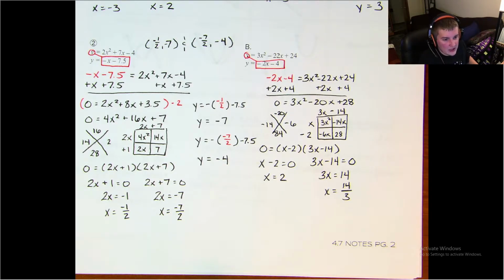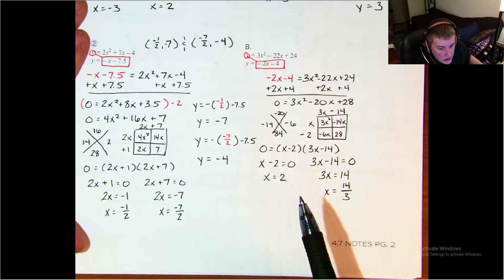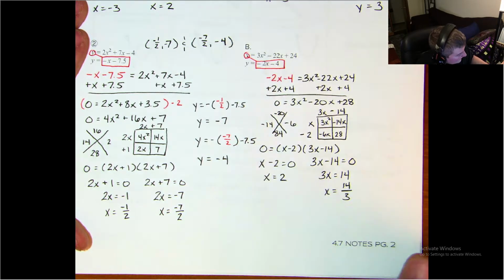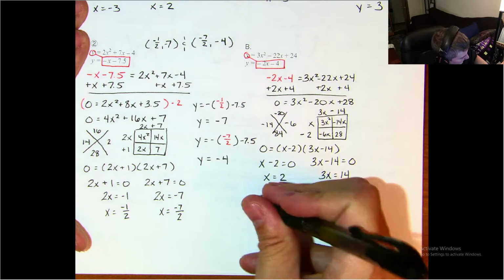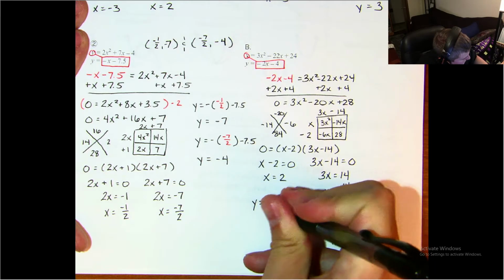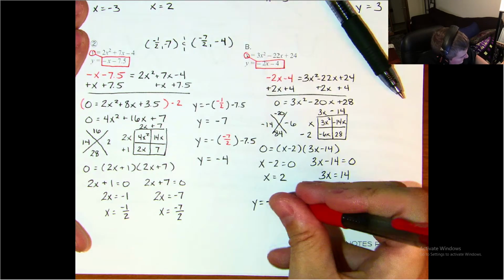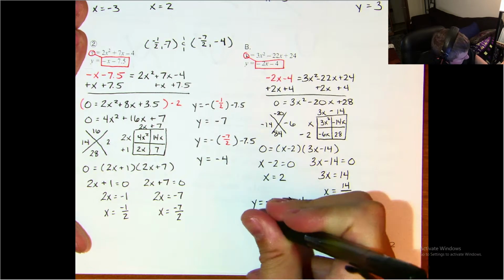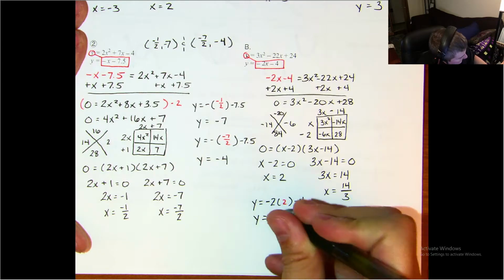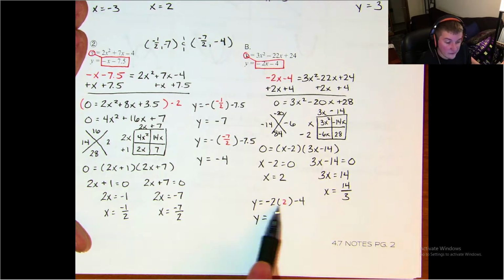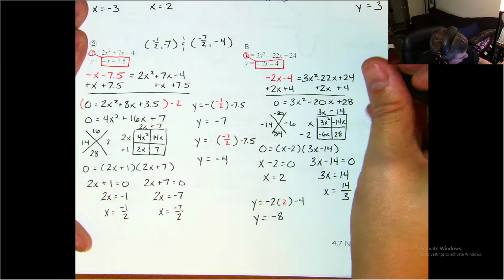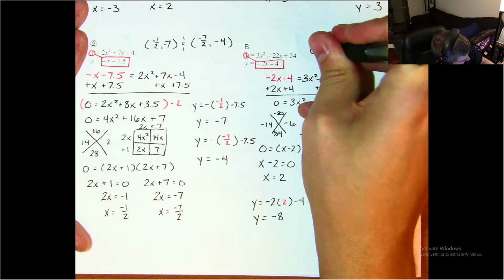So let's go ahead and plug these values in to get the ordered pairs for where this line crosses this parabola. So I'm going to get y is equal to negative 2 times 2, and then I'm going to minus 4 from that. So negative 2 times 2 is negative 4. Negative 4 minus 4 is negative 8. So my first ordered pair is 2 comma negative 8.